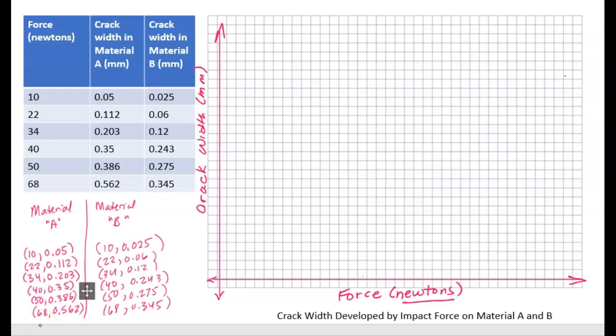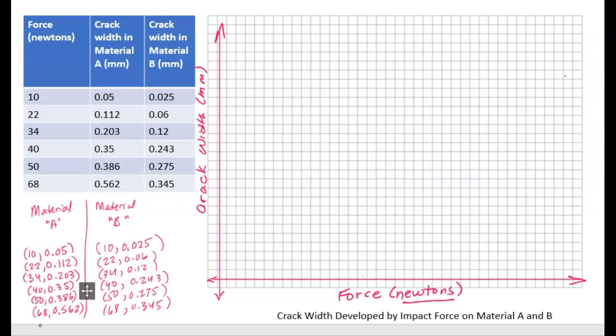Now comes the tricky part. We want to define the scale on each of the axes. So first I'm going to start with force. We said earlier that the smallest was 10 and the greatest was 68. I counted the number of boxes across my graph, and my graphing paper only has 40 boxes. So I can't make it 1 unit equals 1 newton, because I would only be able to graph 10 through 40. Anything larger than 40 would be off my graph.